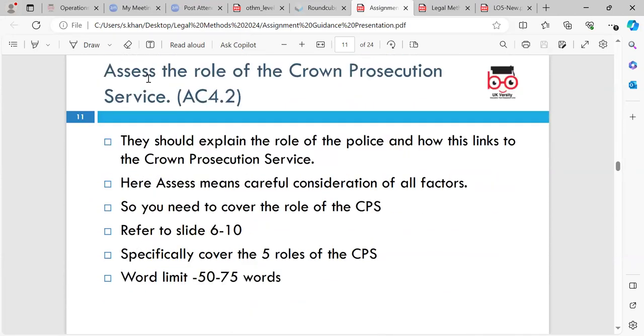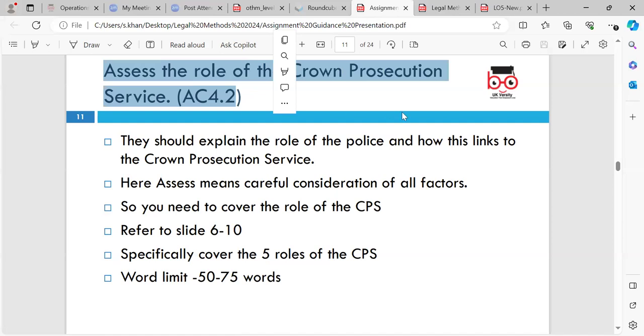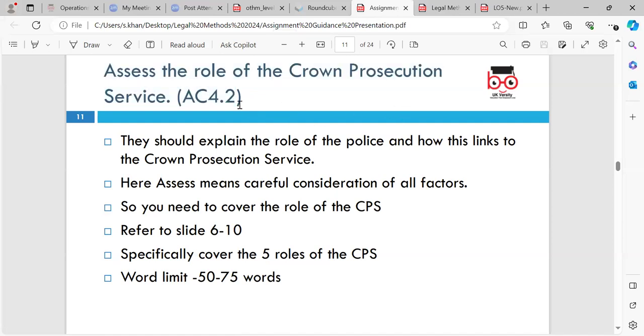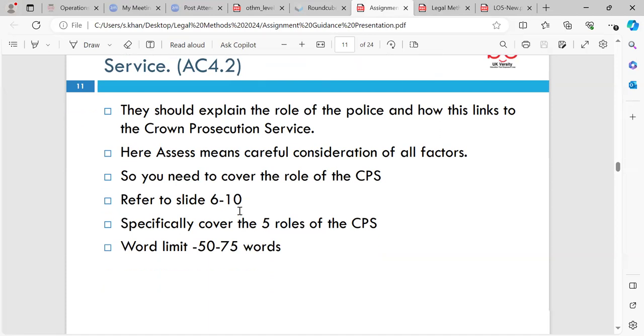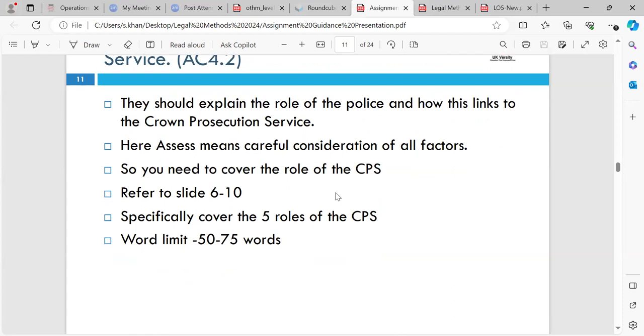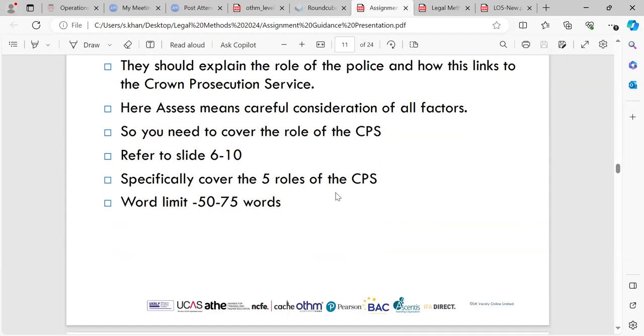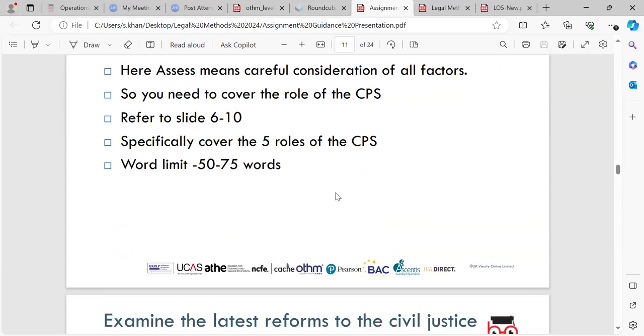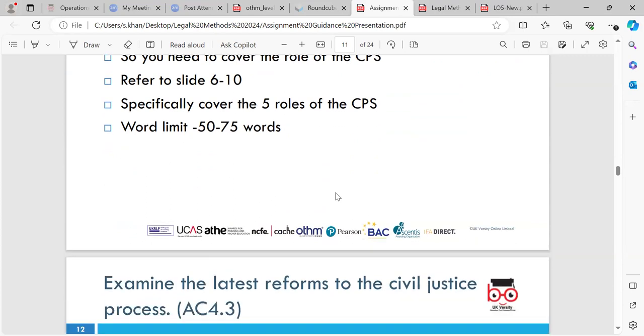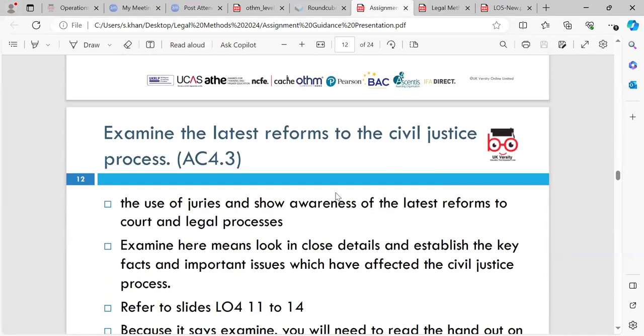The next one is to assess the role of the Crown Prosecution Service, AC 4.2, and that's the heading there. You should explain the role of the police and how this links to the Crown Prosecution Service. Here, assess means careful consideration of all factors. So you need to cover the role of the CPS and refer to slides 6 to 10. Specifically, cover the 5 roles of the CPS and word count 50 to 75.